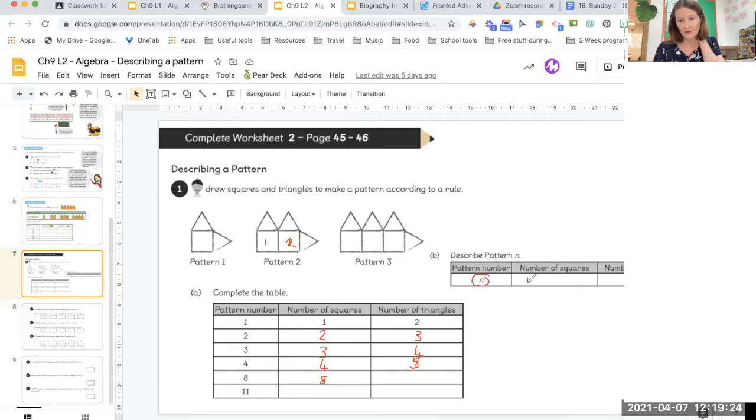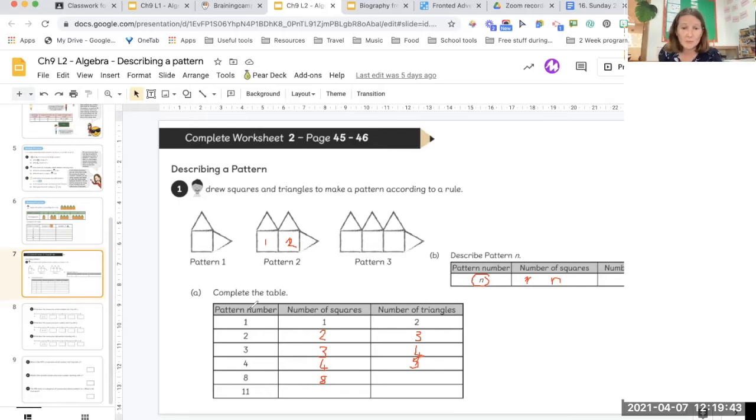The number of squares, what are we going to say for squares? Well, the number of squares is just n, isn't it? It just is the same. It's n. Whatever the pattern number is, so is the squares. So we can just write n under the number of squares. Whatever we write for pattern, it's going to be the same for the squares.